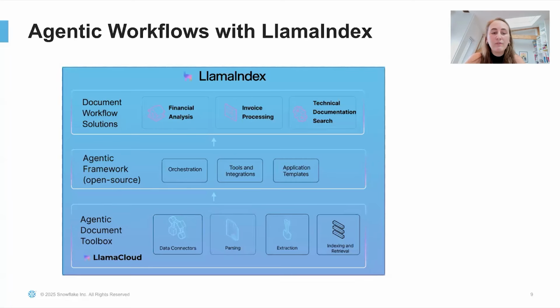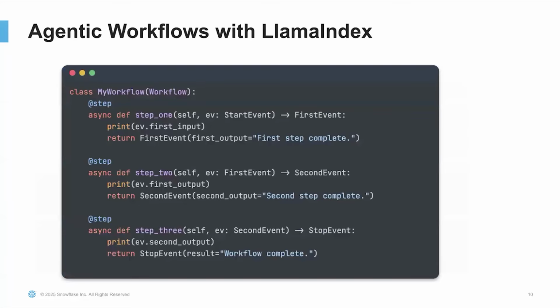We do also have Llama Cloud. Llama Cloud, you can think about more like an agentic document toolbox, and it consists of connectors to various data sources, parsing, which allows you to parse complex layouts and files into a format that a large language model may understand, extraction, which allows you to extract specific fields from that data, and then finally indexing and retrieval. But again, we're going to be focusing on the middle layer, and specifically, we're going to be focusing on LlamaIndex workflows.